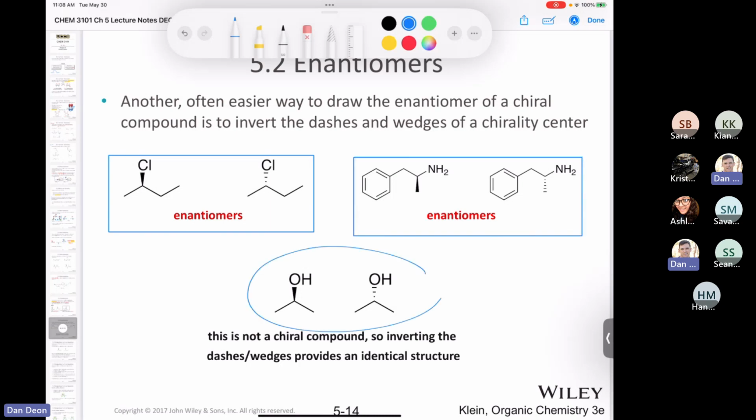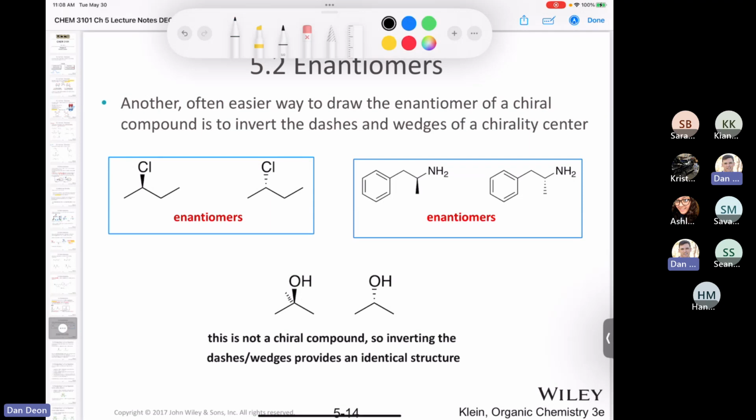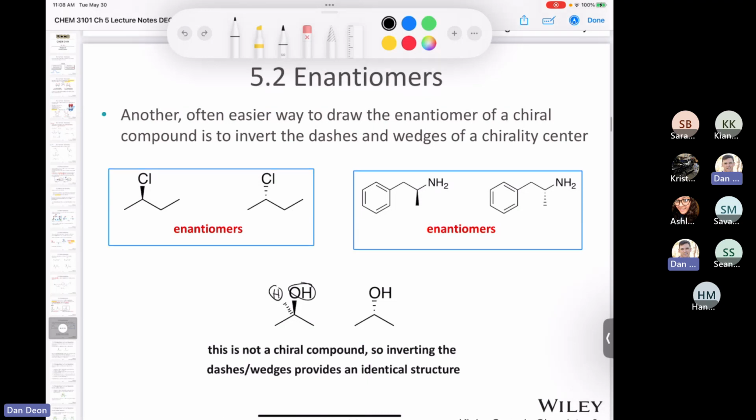However, these 2 compounds here, these are not enantiomers. Why are they not enantiomers? The reason is that this is not a chiral carbon. That carbon is attached to a hydroxyl group, a proton, but then it's attached to 2 methyl groups, CH3, CH3. These are the same. And so it's not a chiral carbon, therefore it doesn't have a chiral center, therefore it doesn't have an enantiomer.